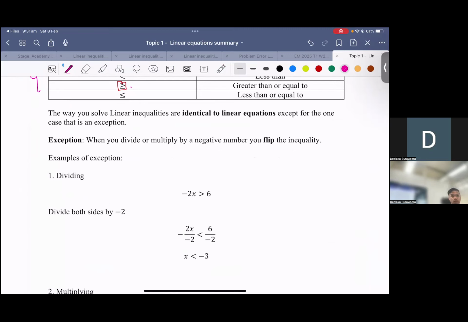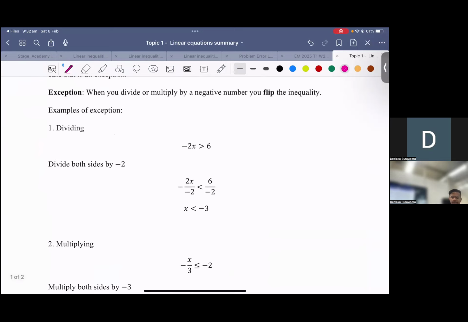And then you can go to the exception for solving linear inequalities, because the way you solve linear inequalities is identical to how you solve linear equations, with the one exception, which is when you divide or multiply by a negative number, right? When you divide or multiply by a negative number, you need to flip the inequality, right? If it's greater than, it becomes less than. If it's less than, it becomes greater than. If it's greater than or equal to, it becomes less than or equal to, and so on, right? And that's basically the key idea.